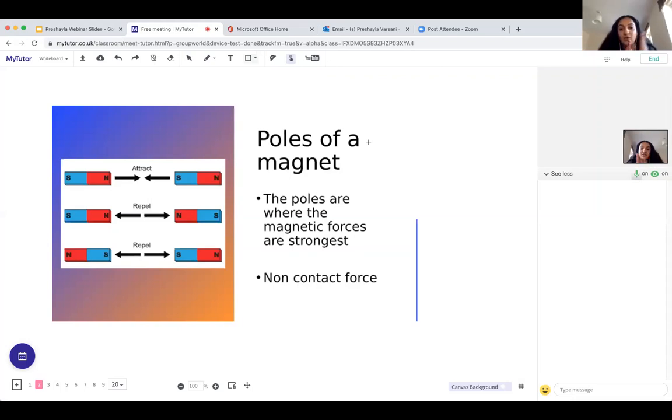An example of a force that is a contact force is friction. We know that for friction to exist, two surfaces need to be rubbing against each other or gliding against each other. That's an example of a contact force. However, the magnetic force is non-contact. So really a brief introduction, to refresh your minds.